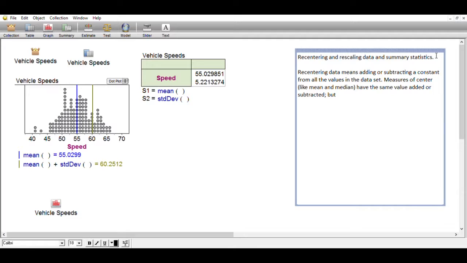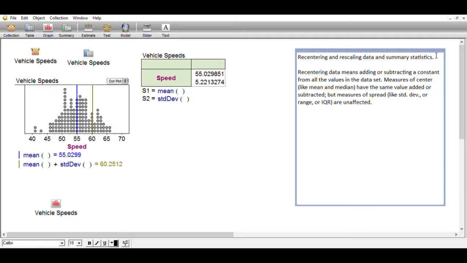But measures of spread, like standard deviation or range or IQR, are unaffected. They maintain the same exact value after you recenter. There's no change in them whatsoever. So that's basically the story on recentering.